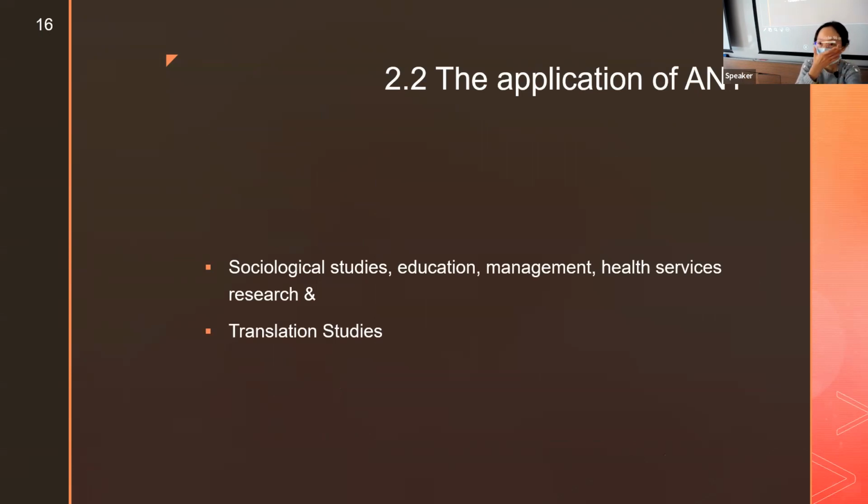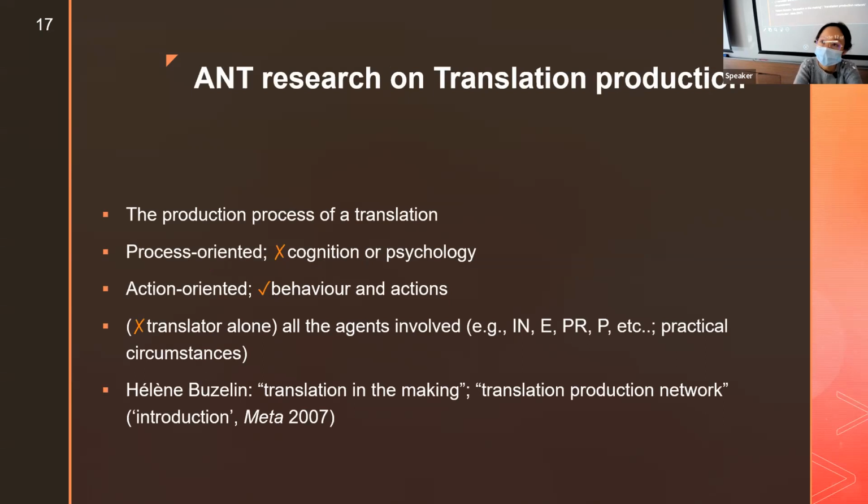ANT has been applied to many areas of research: of course sociological studies, and also education, management, health service research, and importantly for us, translation studies. When applied to translation, ANT always leads to studies that focus on the translation production process.